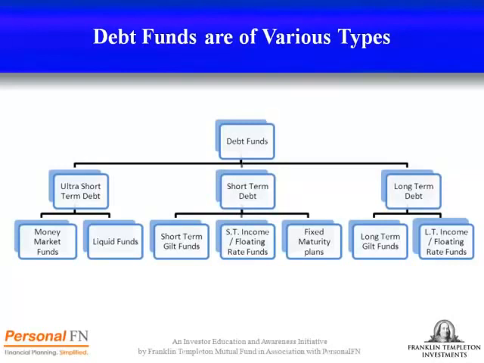Long-term income funds invest in bonds and debentures with a maturity of more than 5 years. They can also invest in government securities with a maturity profile of 5 to 10 years. Gilt funds, also called GSEC funds, invest only in securities issued by the central and/or the state government.